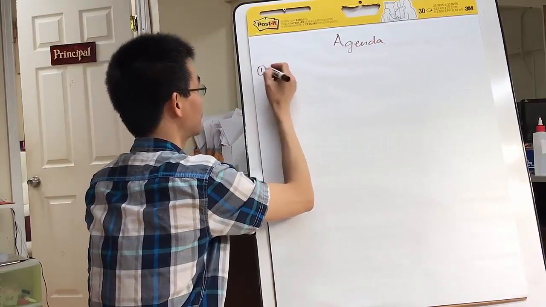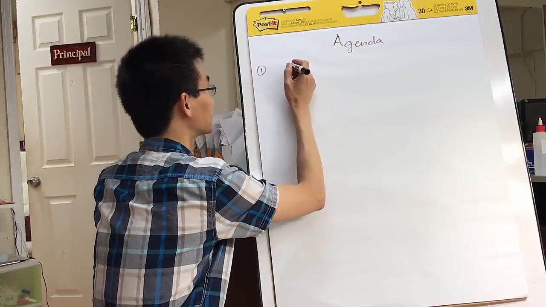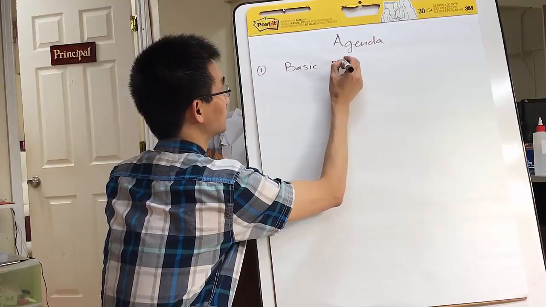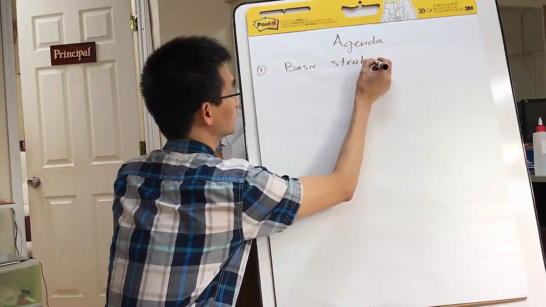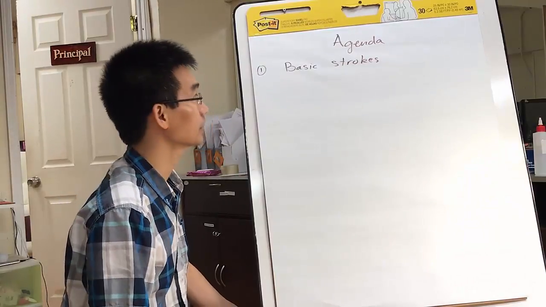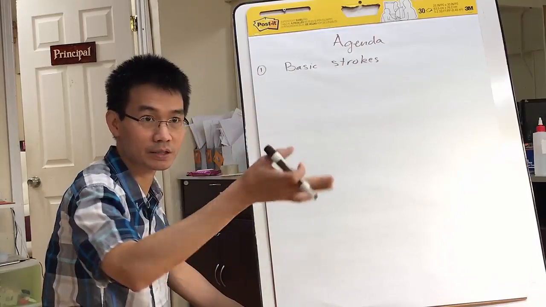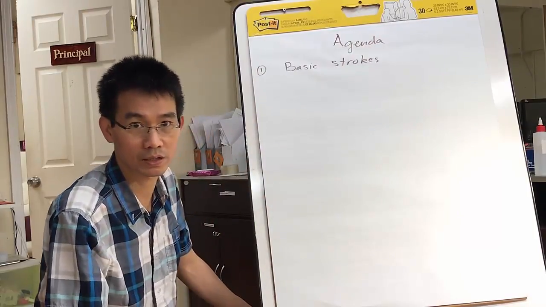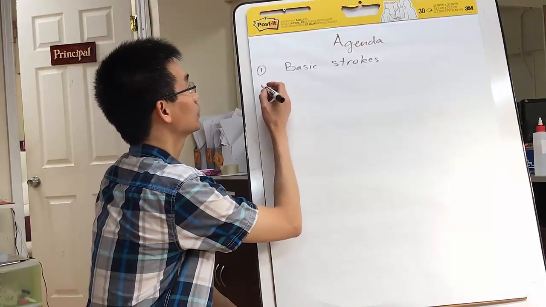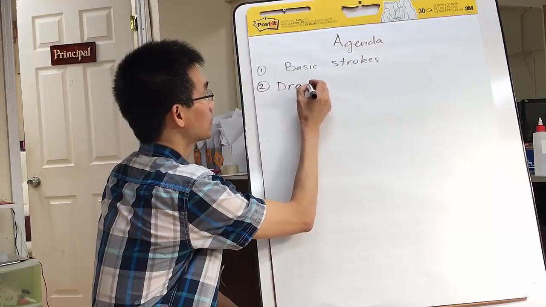Number one we need to talk about is the basic strokes. Yes, we see okay on the camera? Okay, so the basic strokes. We have not talked about this one yet, right? Basically we just have been working on the latex yesterday.